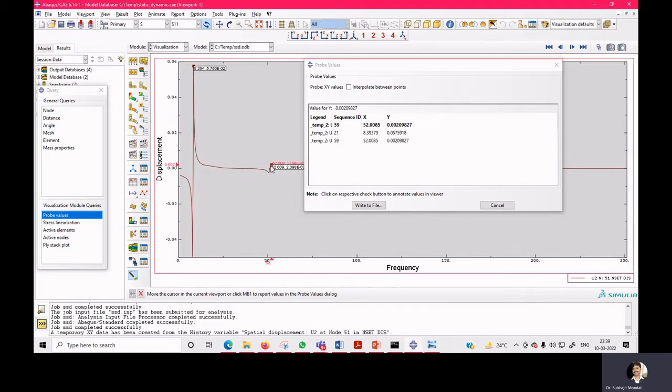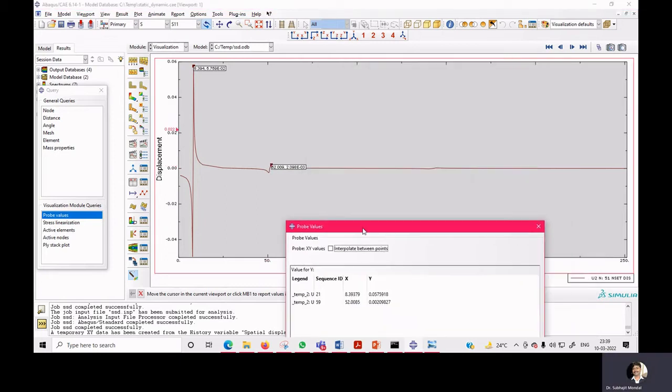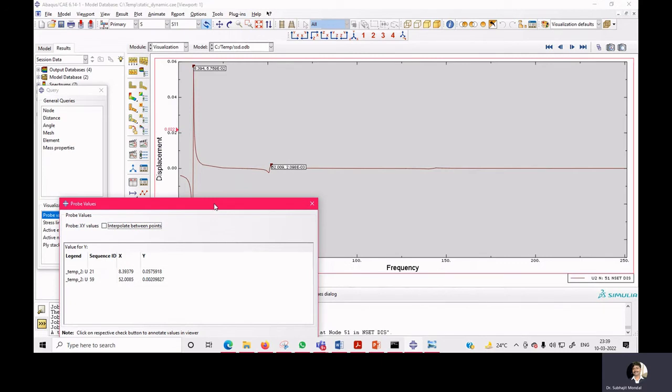The third frequency is out of plane, and we have applied the load in the XY plane only, not in the Z plane. So we are not getting any peak corresponding to the out of plane mode. The third frequency here is showing nearly at 142, like that.